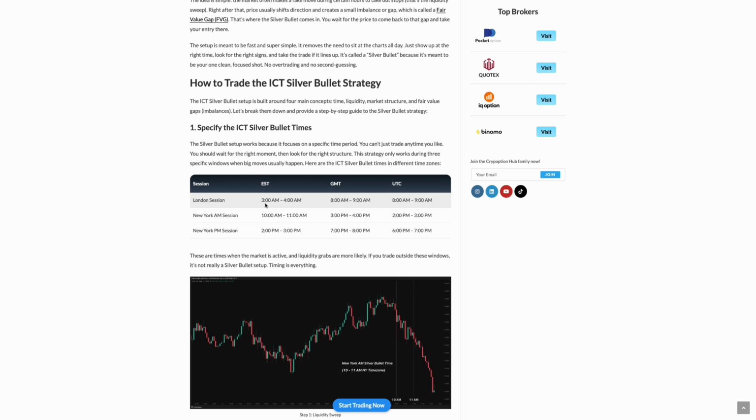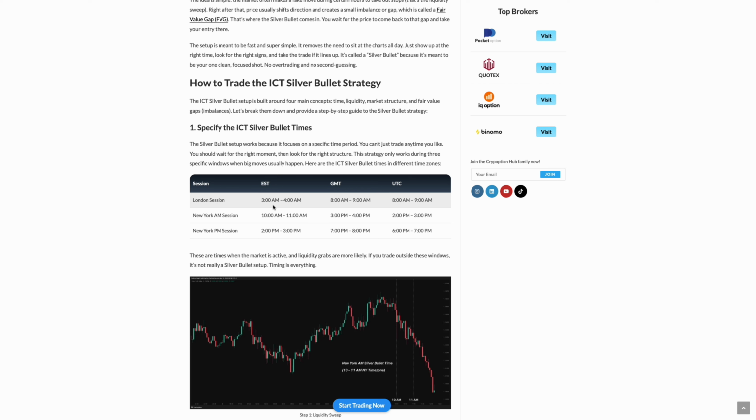So in the London session, it's 3 to 4 a.m. Eastern time, and the New York AM session, which is the second Silver Bullet time window, is 10 a.m. to 11 a.m. And the Silver Bullet in New York PM session is the 2 to 3 p.m. time window, okay? So there are only 3 hours that you can trade. And this is a great thing because it can really help you reduce overtrading and control emotional trading, because you are not allowed to trade the Silver Bullet outside these windows because the setup is simply not there, okay?